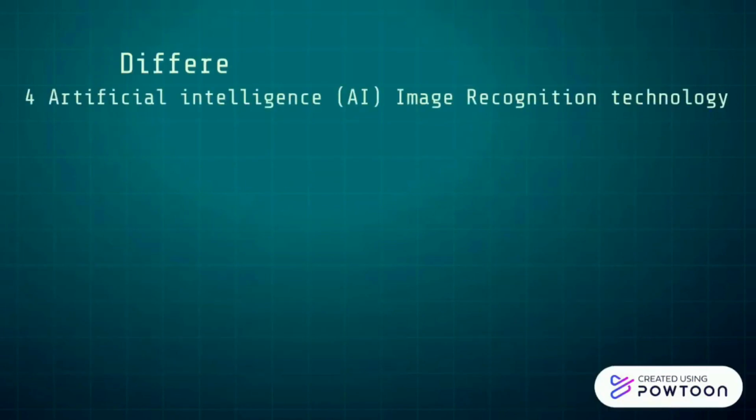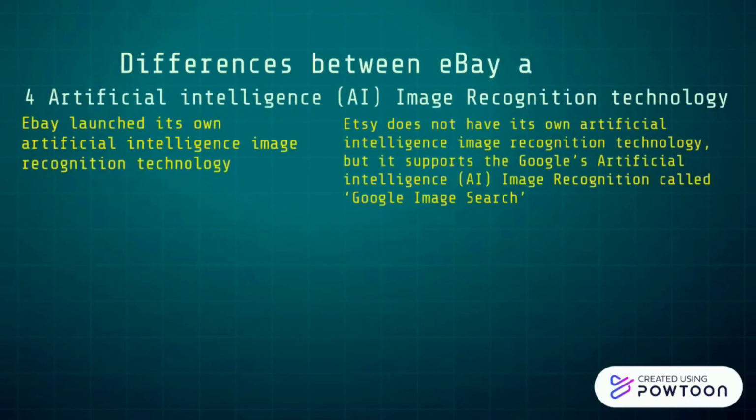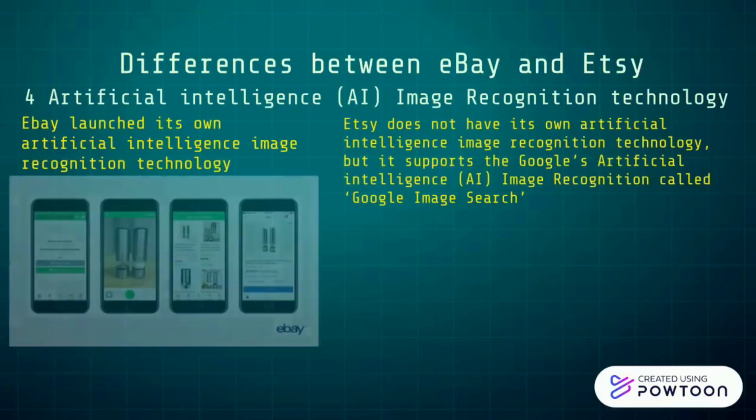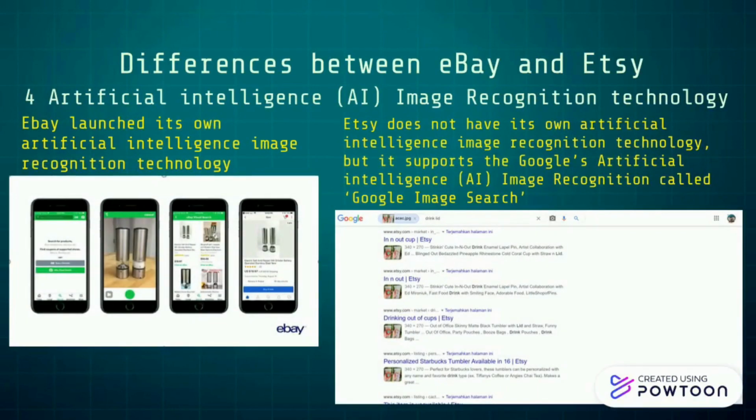The last difference between eBay and Etsy is the artificial intelligence (AI) image recognition technology. In eBay, to keep up with the growth of technology, eBay has launched its own AI image recognition technology, which is designed to understand the image for search and provide a broad range of relevant products. With computer vision supported by eBay's AI, eBay can add image search to its capabilities and allow the user to find items by using photos or images as a search query.